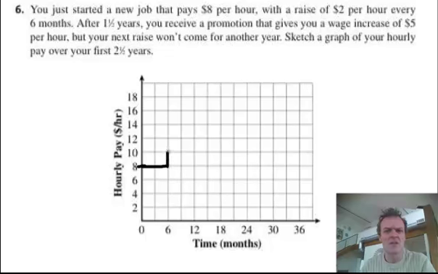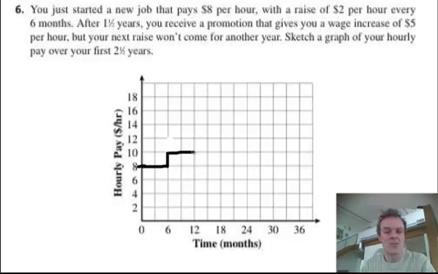So maybe I should go straight up here. Okay, so after 6 months, you're now at 12. Oh, sorry, my fault. That's $4, isn't it? I'll just erase this. Okay, there. So you only get $2 an hour. So 8 becomes 10. So for another 6 months, you're now being paid $10 an hour.